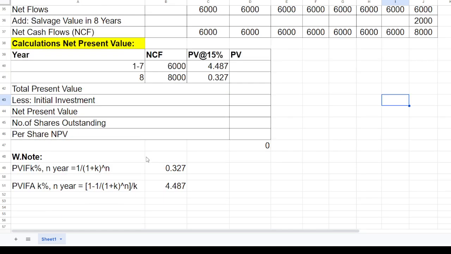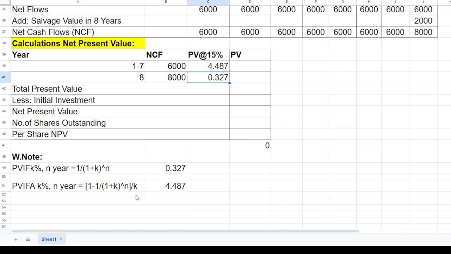Now look at your present value interest factor. Years 1 to 7 are an annuity. So for the annuity, we use PVIFA at k percent for n years. For the present value interest factor, PVIF is simply 1 divided by 1 plus 0.15, that is the discount rate, whole to the power of the life of the project, which is 8. So this is 0.327, okay? This is the year 8 PVIF.